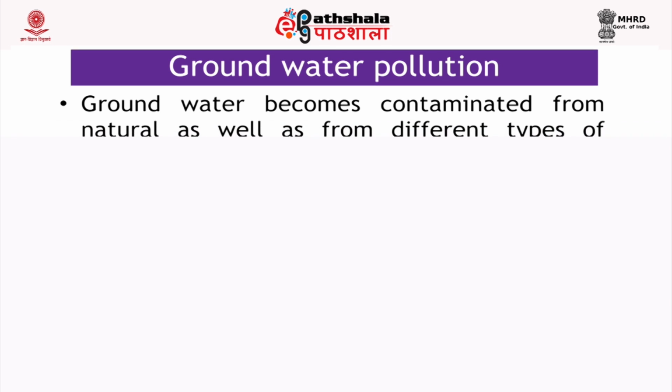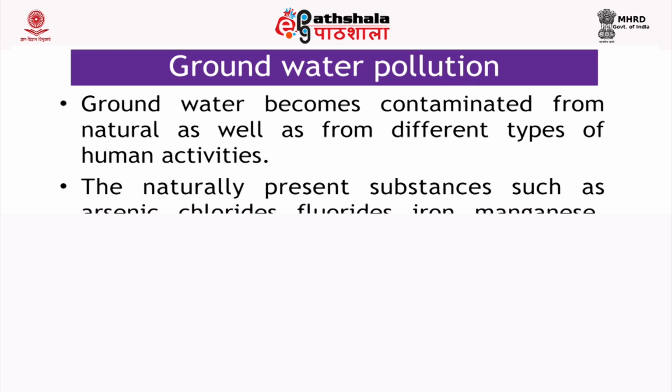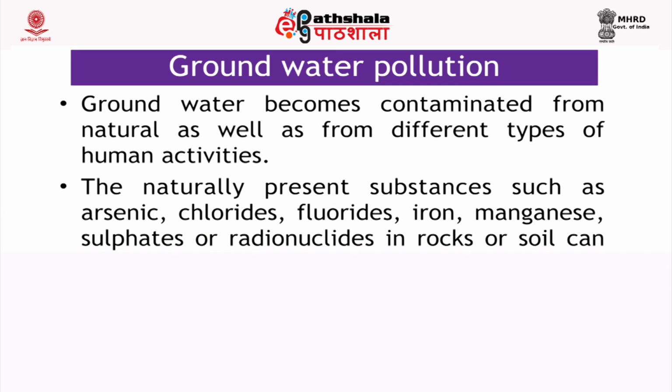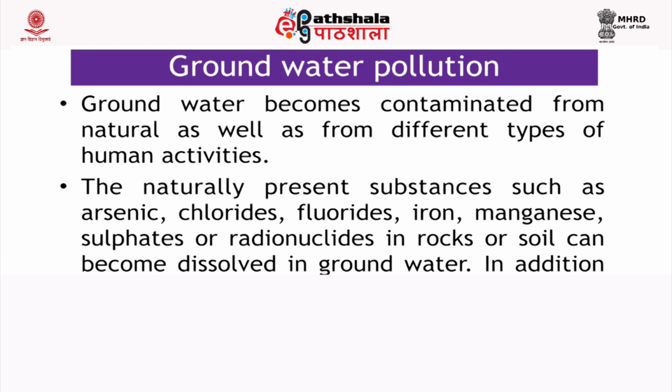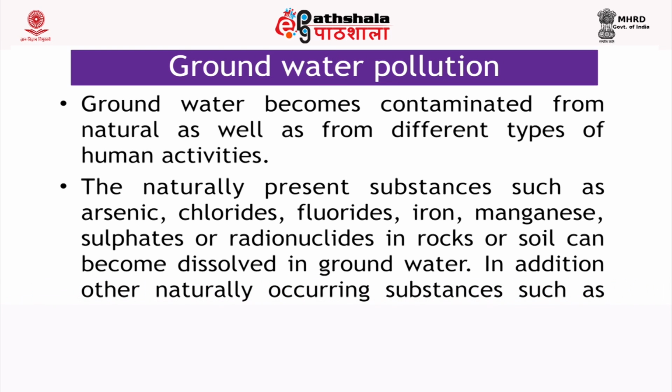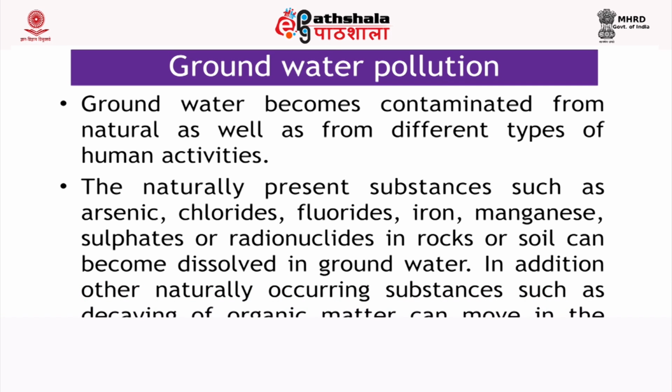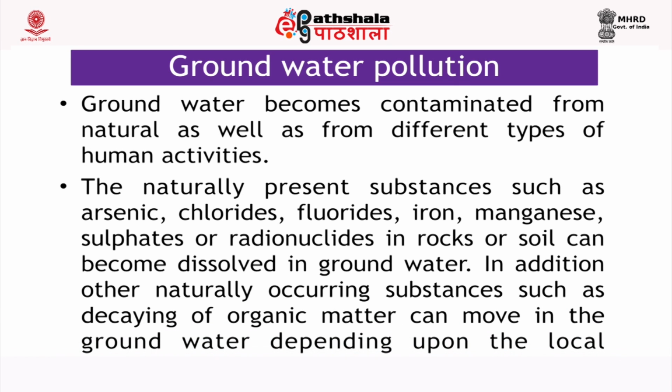Groundwater is thought of as free from any kind of pollution and is used for drinking purposes. Once contaminated, it becomes very difficult to reclaim it from contamination by natural as well as human activities. Naturally present substances such as arsenic, chloride, fluoride, iron, manganese, sulfate, nucleotides and radionuclides in the rocks and soil can become dissolved in the groundwater and contaminate it. In addition, other naturally occurring substances such as decaying organic matter can move in groundwater depending upon local conditions.